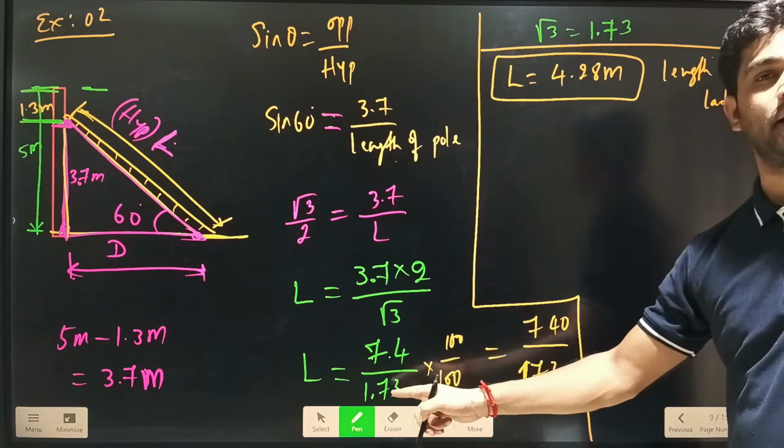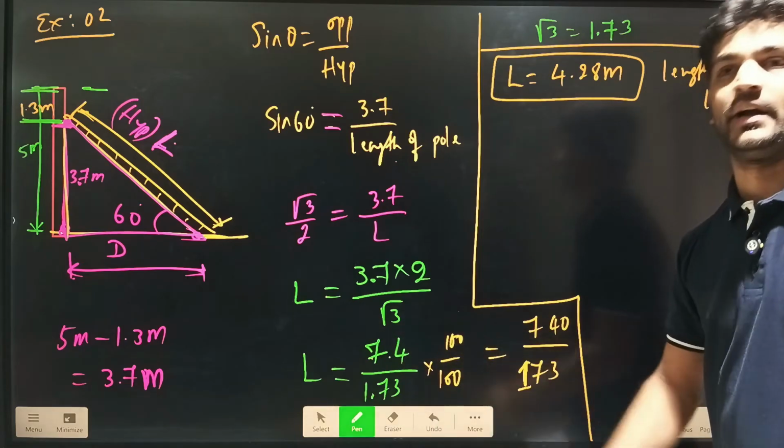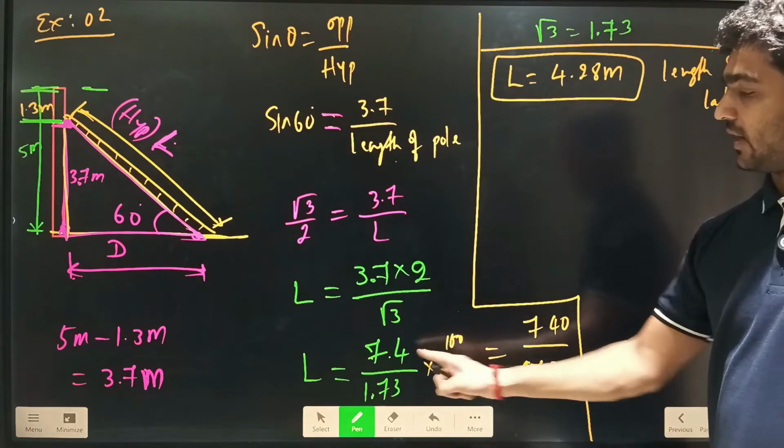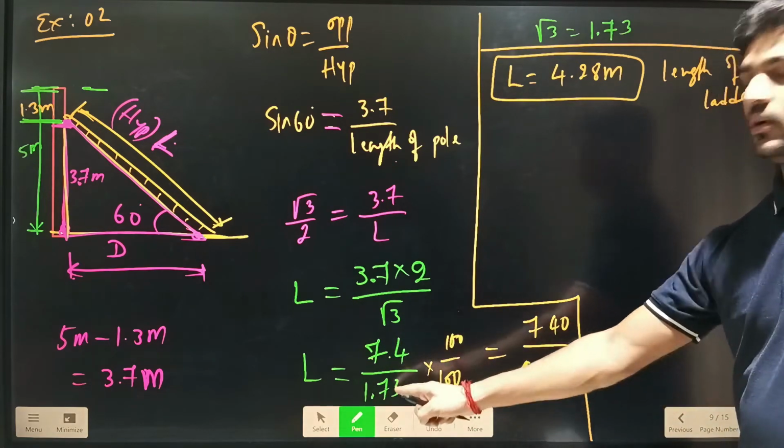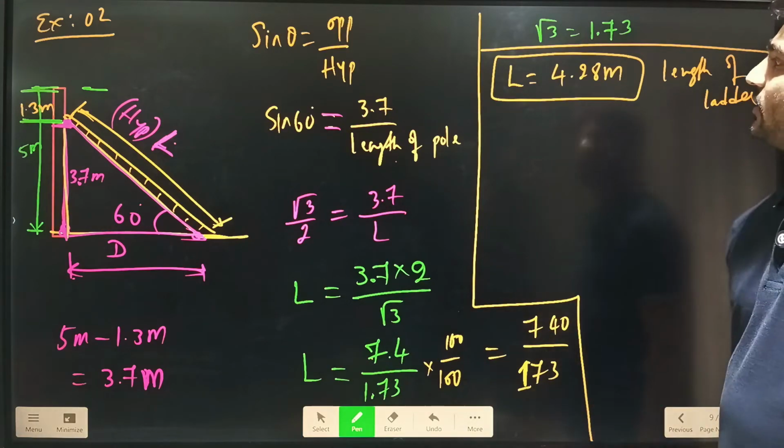Since there are fractions, it is very difficult. Round up by multiplying by 100 and 100. It will become 100 into 7.4, which is 740. 1.73 into 100 will be 173. So divide to get the length.